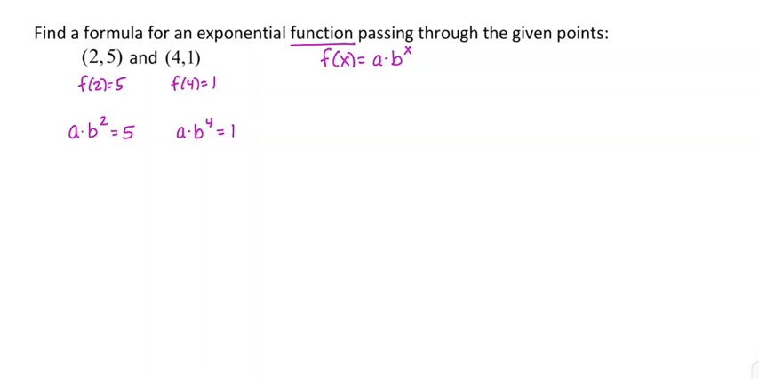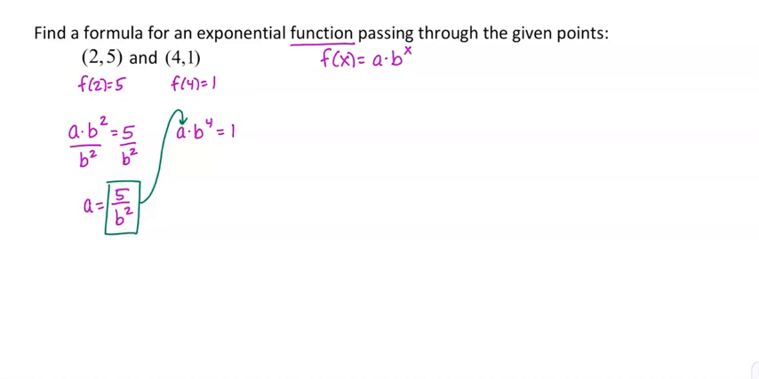So we're now going to make a substitution. I'm going to take my first equation and solve for a. Dividing both sides by b squared, we have that a is equal to 5 over b squared. A substitution is when we take one equation and plug it into another. So since a is equal to 5 over b squared, I'm going to take 5 over b squared and plug it into my second equation in place of a.